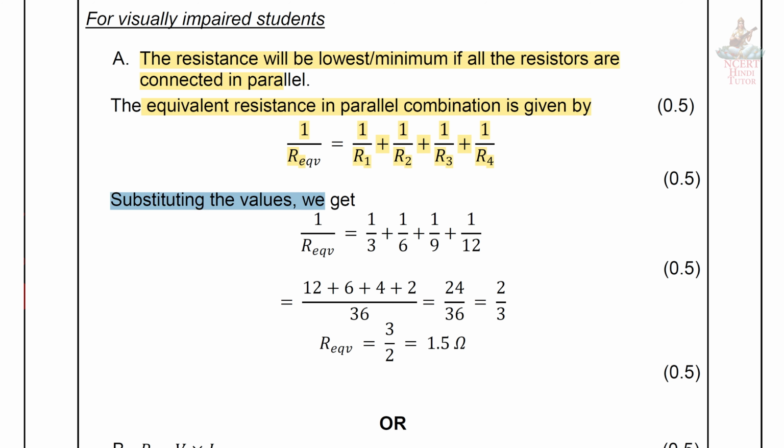Substituting the values, we get 1 divided by R equivalent is equal to 1 divided by 3 plus 1 divided by 6 plus 1 divided by 9 plus 1 divided by 12. So on solving, we get 2 divided by 3. So R equivalent is equal to 3 divided by 2, which is 1.5 ohm.